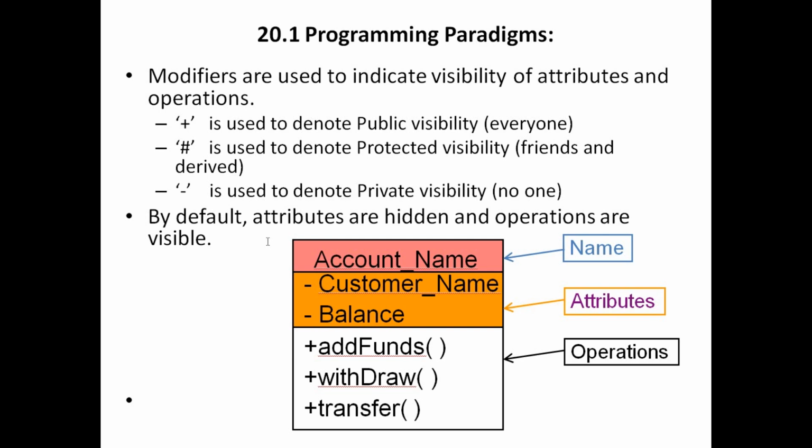Modifiers are used to indicate the visibility of attributes. Plus is used for public visibility, anyone can access it. Hashtag is used to denote protected visibility, only derived classes or friends can access it. Negative or dash sign, hyphen, is used to denote private visibility, nobody except for this class can use it. So here is the name of the class, Account. Customer name and balance are protected object attributes, whereas add funds, withdraw and transfer are methods or behaviors or operations which are all public.